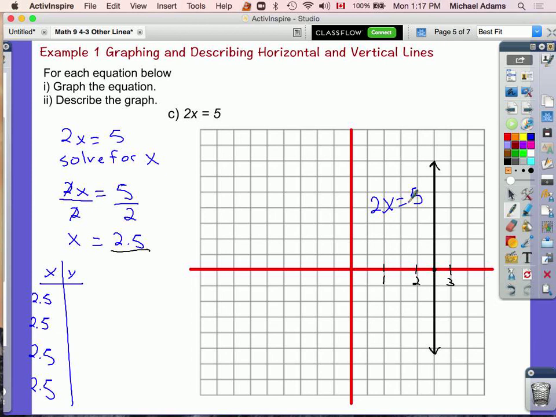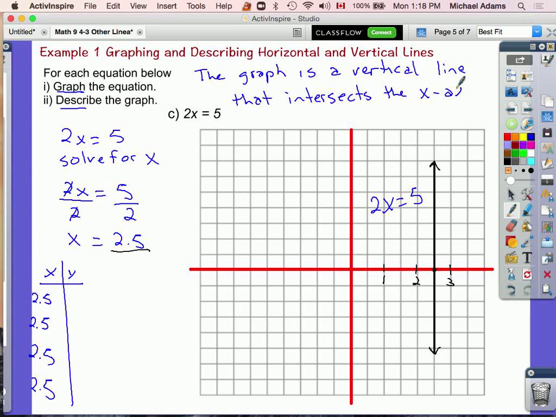Okay, so we've graphed the equation, now we're going to describe it. Or we could simply describe it as a vertical line. So the graph is a vertical line that intersects, I'll just write it completely, the x-axis at 2.5. So there we go.